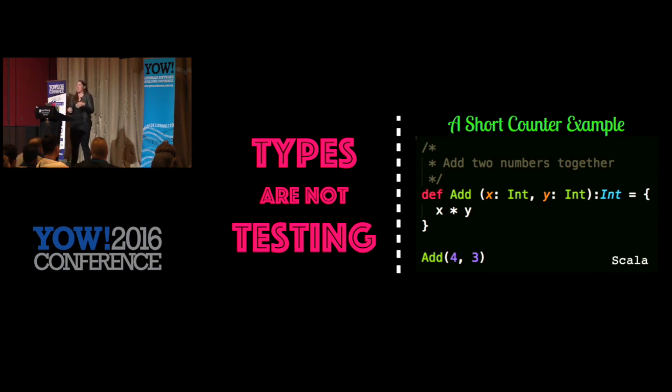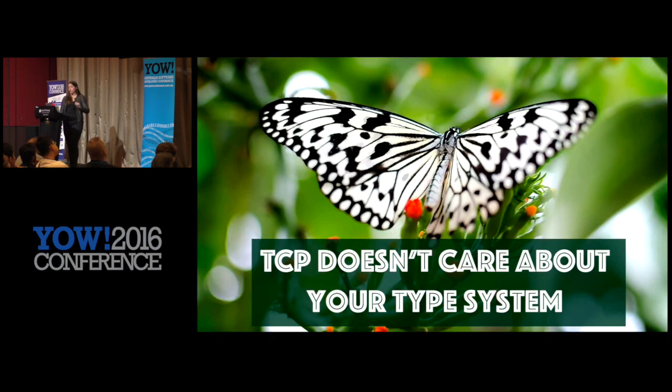And he was like, oh yeah. And so I hope at least that made an impression on him that type systems are not the end all be all. They are not expressive enough yet for us to not have to write test cases still. Also, TCP doesn't give a shit about your type system.